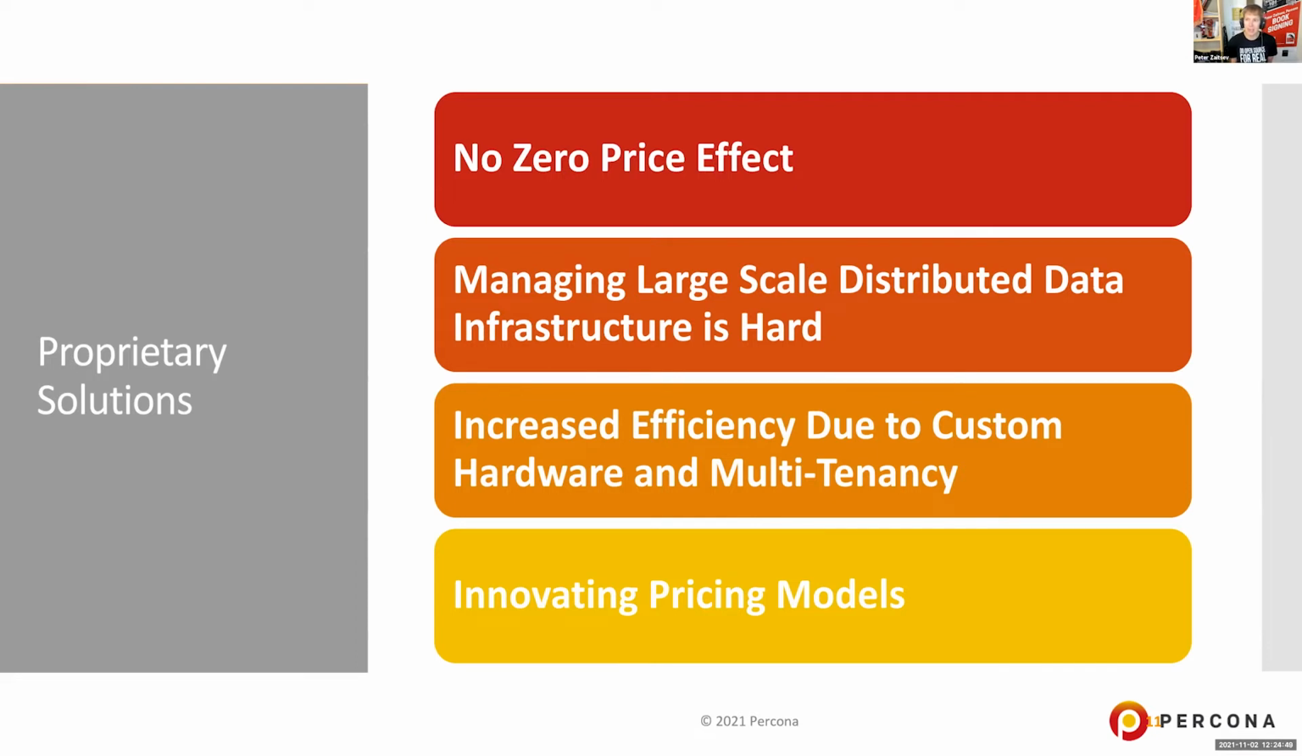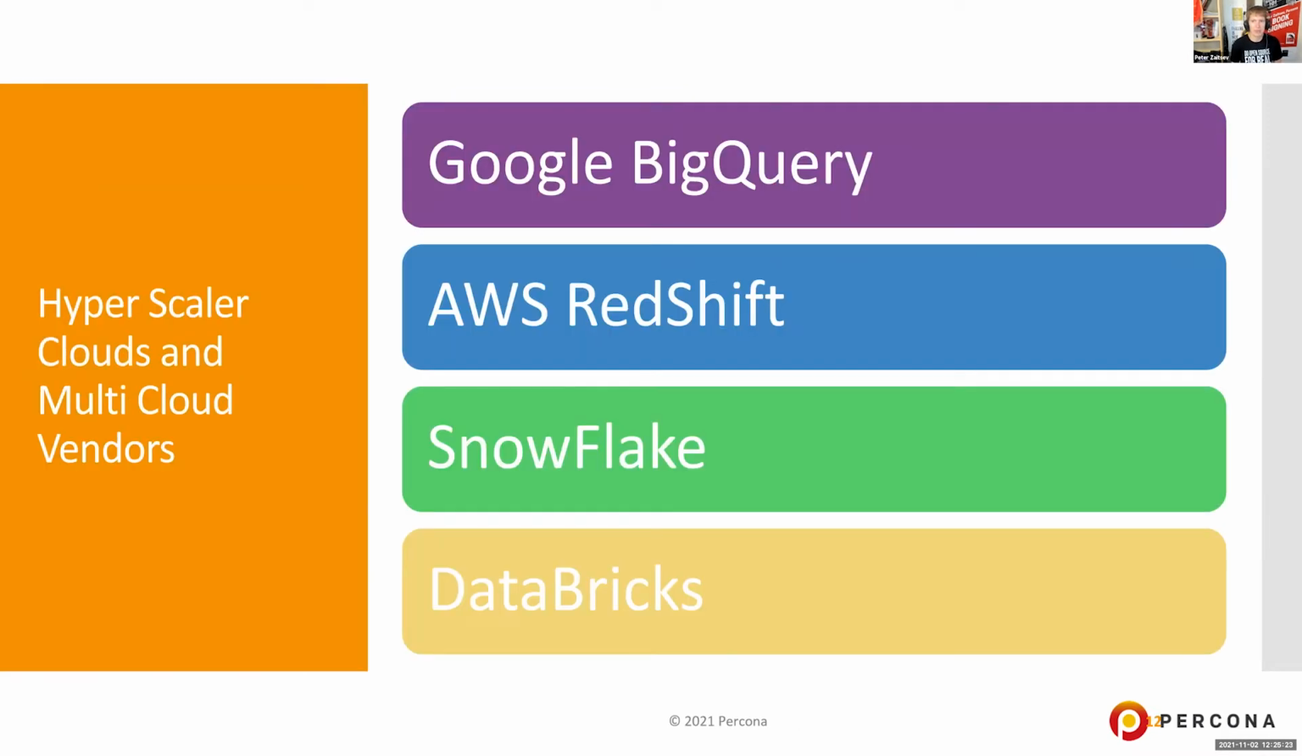Also, managing large-scale distributed data infrastructure, which analytics often requires, is hard, especially for data scientists and other kinds of data consumers, who are not very technical people in many cases. And also cloud vendors could afford to have increased efficiency and with that even lower cost sometimes, because they can do custom hardware, they can allow multi-tenancy, which you cannot really do as easily in your public or private data centers. With that, we see a lot of vendors being born, both hyperscaler clouds, right, as well as other large vendors, such as in particular Snowflake and Databricks, which have analytical solutions for many clouds.